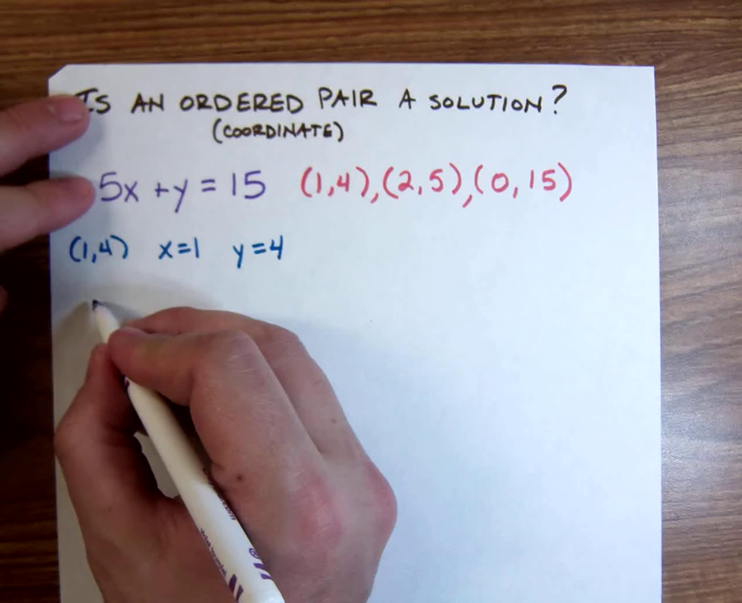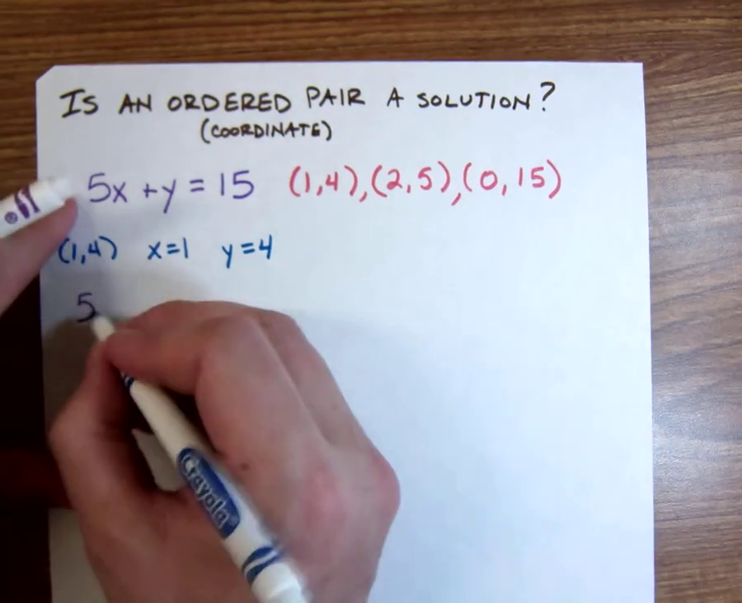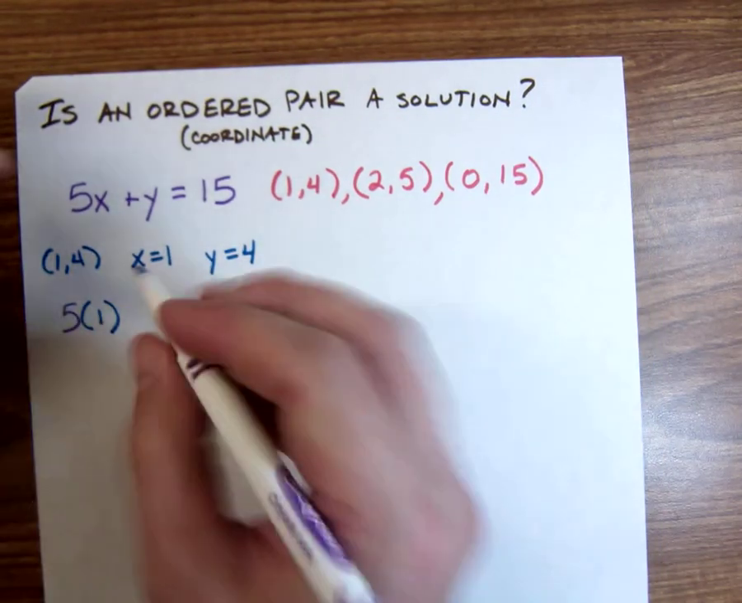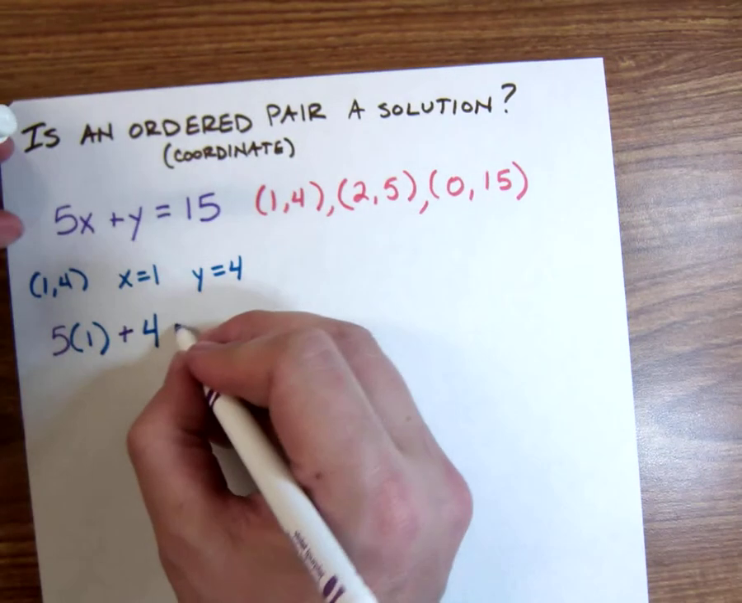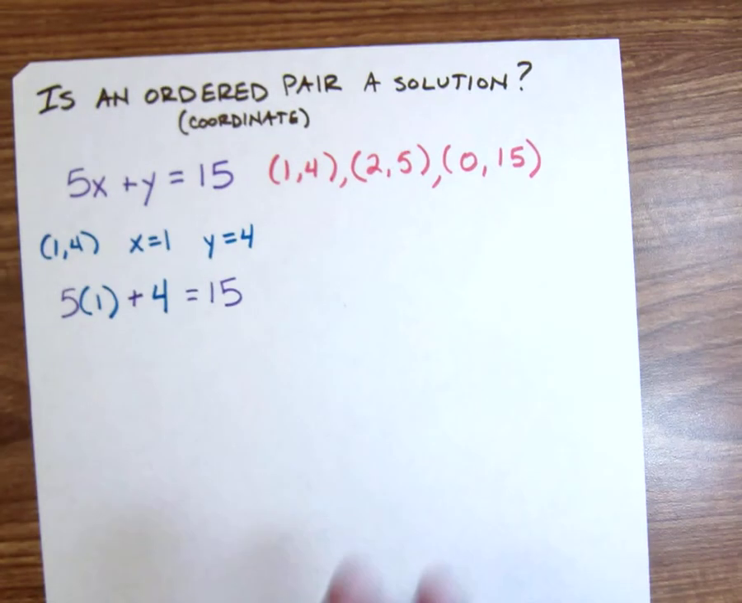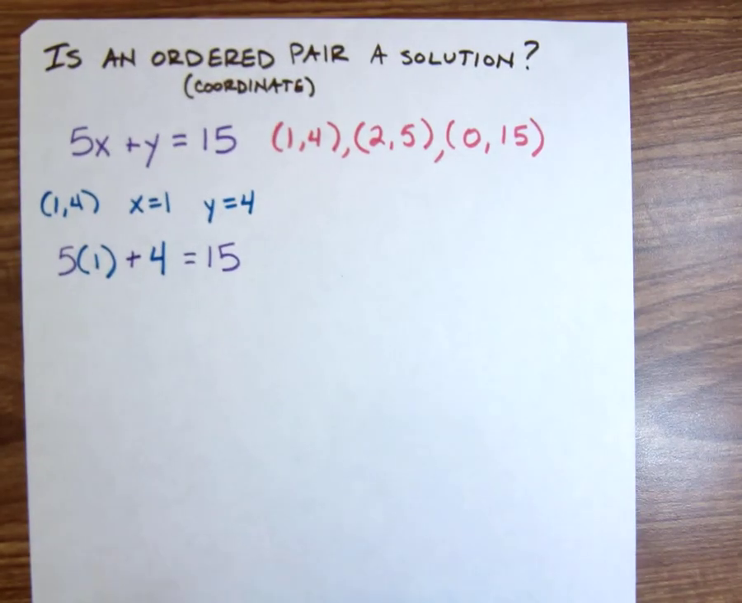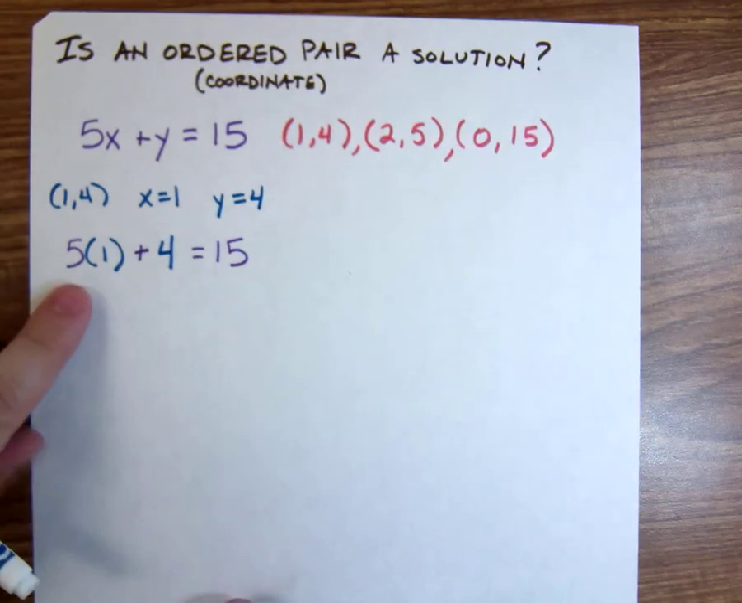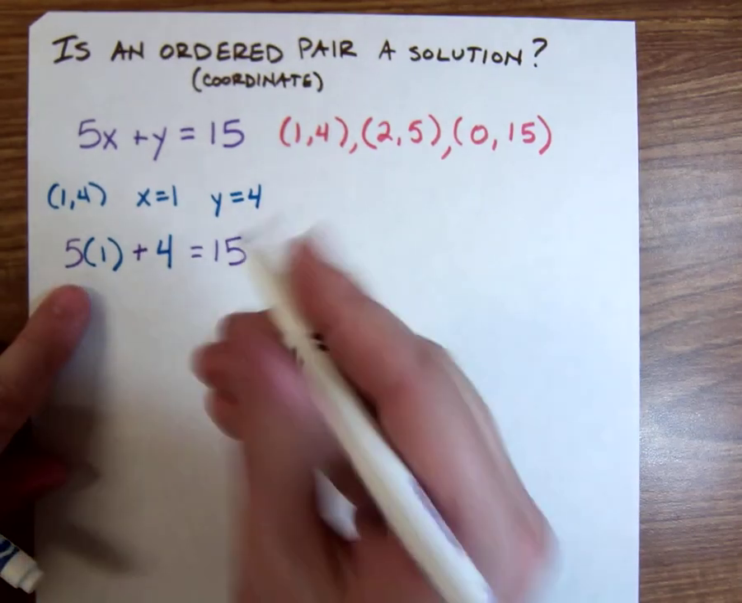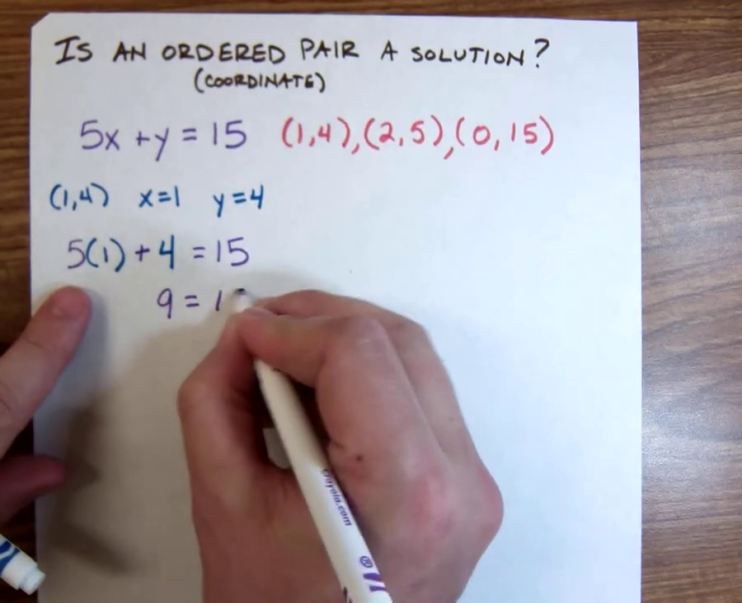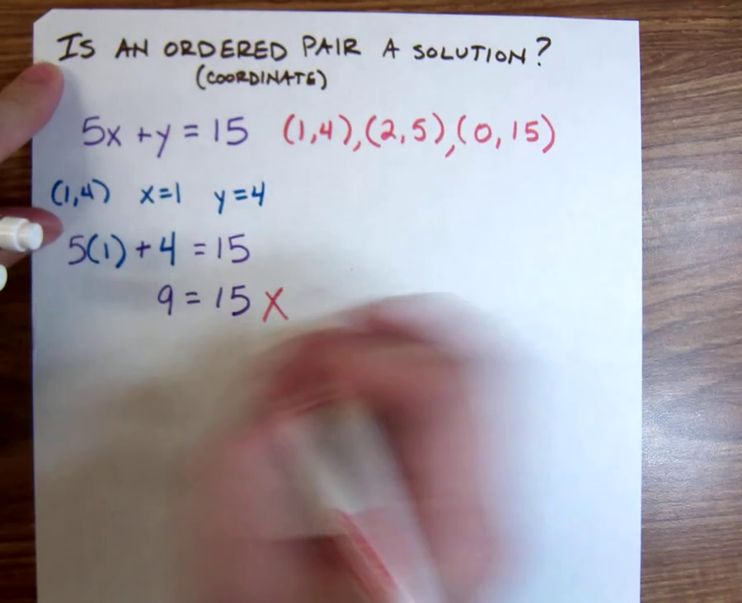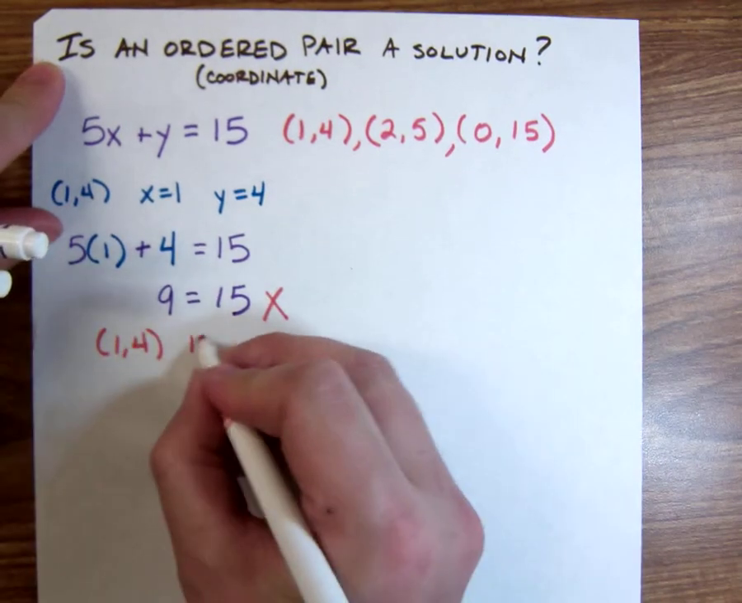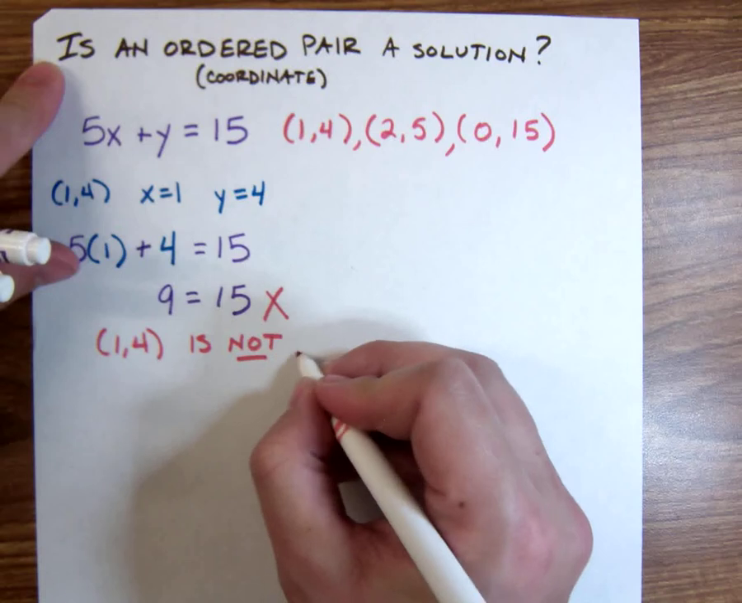So instead of 5 times x, I'm going to do 5 times 1 plus, and instead of y, I'm going to do 4 equals 15. I don't even really have to do any algebra here. I just got to simplify the left side. 5 times 1 is 5, plus 4. So what I end up with is 9 equals 15. Does 9 equal 15? No. So that tells me (1, 4) is not a solution.